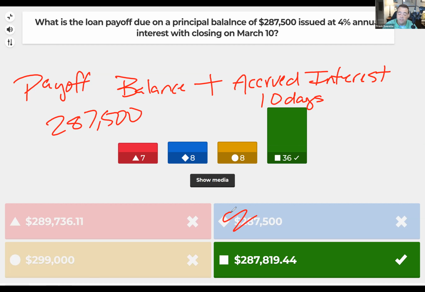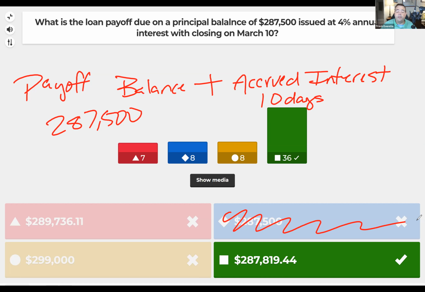So 287.5 goes away. 287.5 is the starting point for the payoff. But even if we paid it off on the first, there would be 1 day of accrued interest. So it's always going to be more than the balance. Always for a payoff. And the further we go in the month, it's going to be more and more and more because you have more days of what? Interest. Of interest that's built up or accrued. So 287.5 is our starting point, but that leaves us with 3 possibilities here.